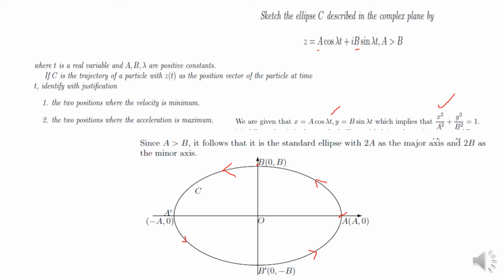So I am repeating: it is moving from 0 to pi upon 2 omega, reaching point B; pi upon 2 omega to pi upon omega, reaching point A dash; pi upon omega to 3 pi upon 2 omega, reaching B dash; and 3 pi upon 2 omega to 2 pi upon omega, reaching point A. It's moving in the counterclockwise direction. So the figure is clear.